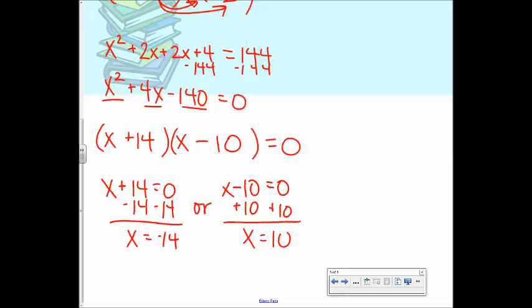Wait, so then what's the answer? But there's two answers. Because if you plug them both in, they work. So if you get 10, you're not wrong, you're just not done. All right? You're not right, exactly. You're not wrong, but you're not fully right.